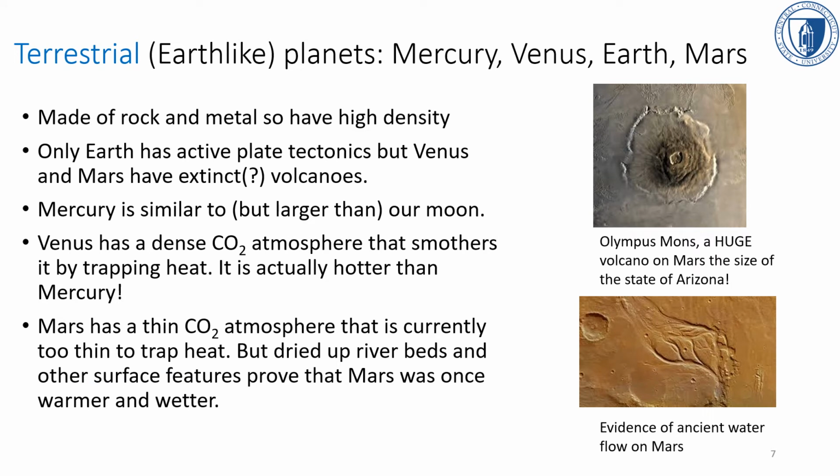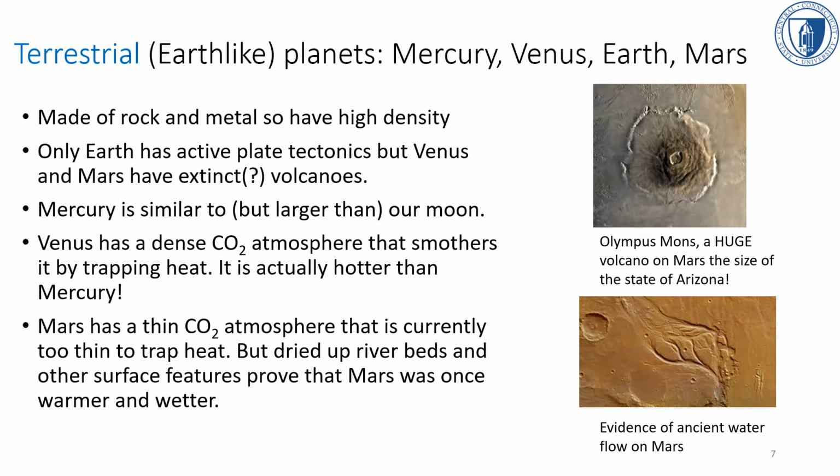The terrestrial planets are called Earth-like. They are made of rock and metal, so they have a high density. There are some differences. The Earth is the only planet with known active plate tectonics. More on that in their own video. But Venus and Mars have volcanoes that we think are extinct, so they had geologic activity at one time. Mercury is heavily cratered. It's very similar to our moon, but it's a little bigger than our moon.